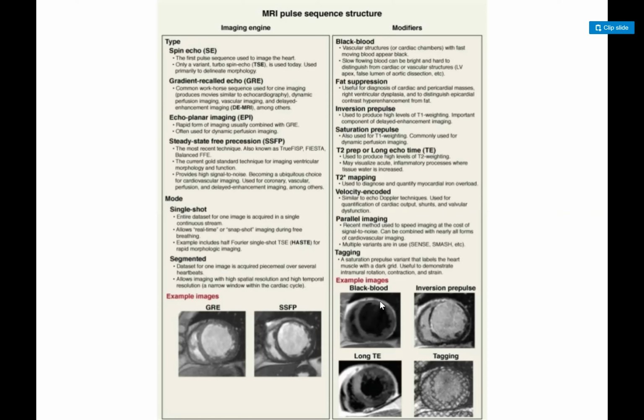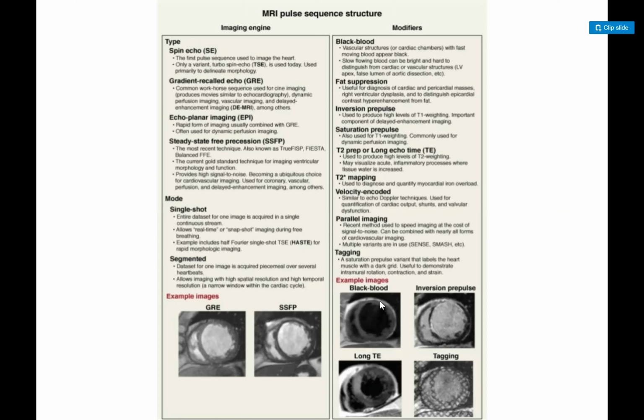T2 star mapping and T2 mapping are other sequences. What they do is that they actually give values of T2 to every part of the myocardium or of the image, and you can actually measure the T2 values of myocardium. And certain values would signify that someone has iron overload. So we use the T2 star value for that, which is a similar kind of number as T2.